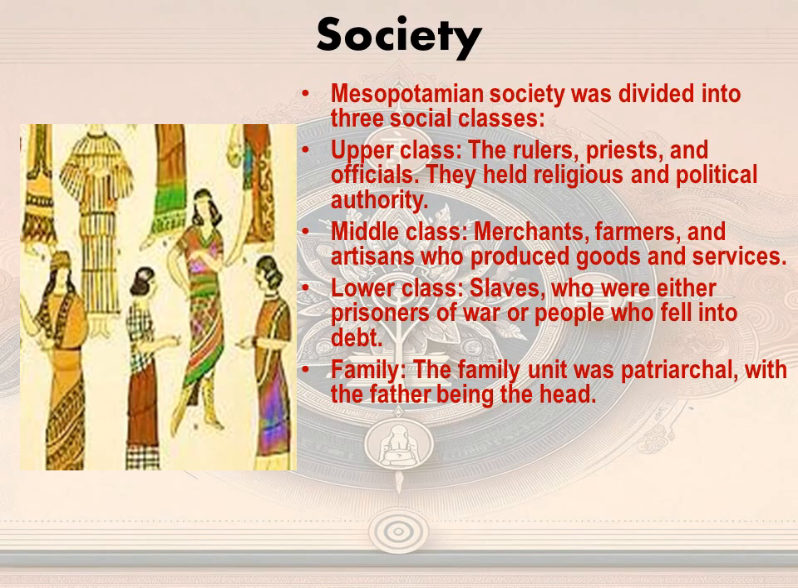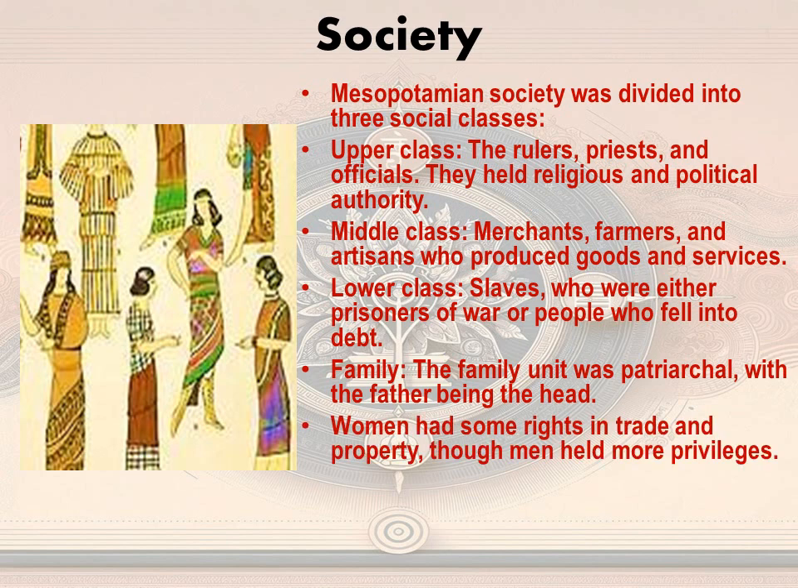Family. The family unit was patriarchal, with the father being the head. So, in the Mesopotamian society, they had families, and in those families, the father, or the eldest male member, was the head of the family. Women had some rights in trade and property, though men had more privileges. So, women had some kind of authority in trade, and they were also given a little amount of property. But most of the facilities were for the men.